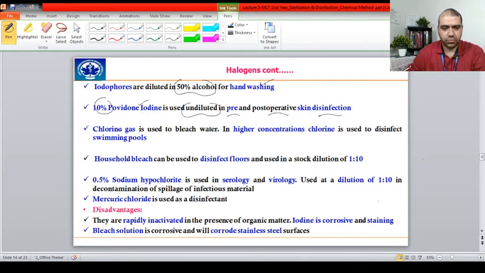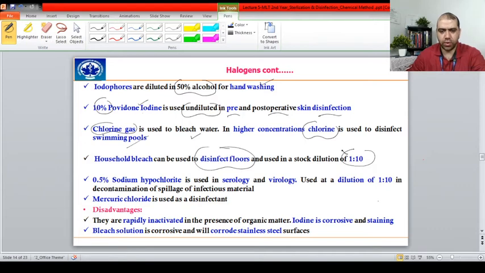Okay. So chlorine gas is used to bleach water. And in higher concentrations, chlorine can disinfect swimming pools, as I told you earlier. Household bleach can be used to disinfect the floors, particularly when we start cleaning the tiled floors. We use this disinfectant particularly in the dilution of 1:10. So 1 part of your bleach and 10 parts of your water.